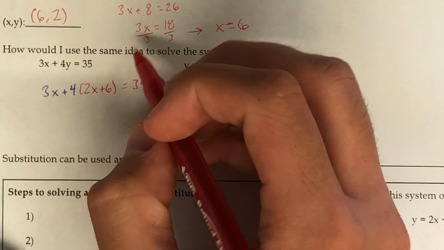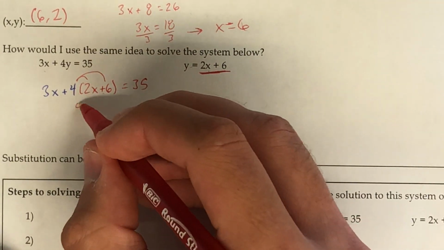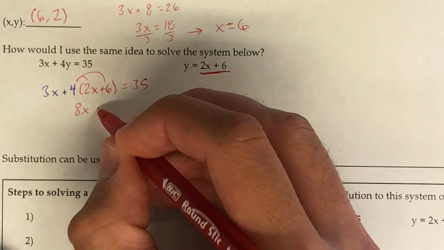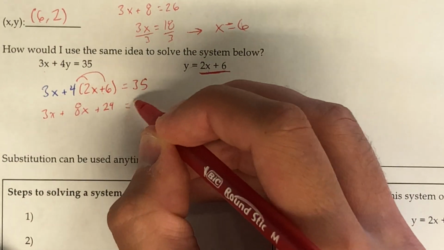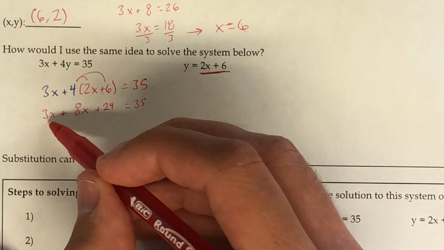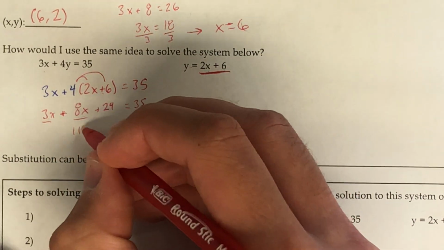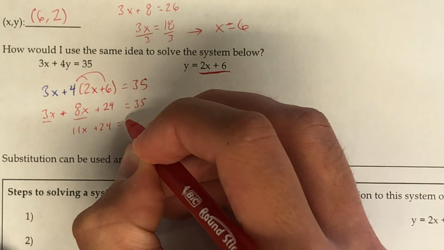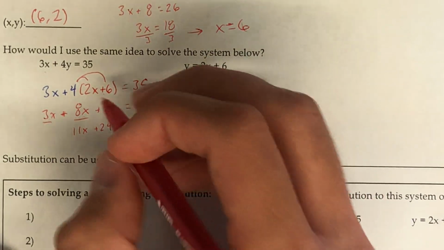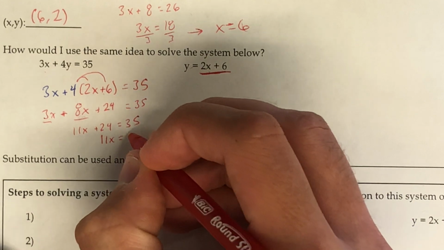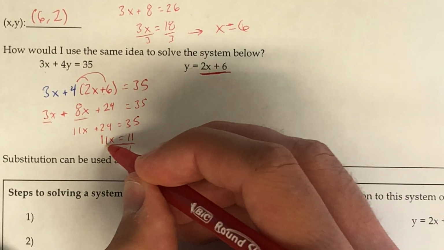To simplify here, using our order of operations, we always start with our grouping, our parentheses. So 4 times 2x gives us 8x, 4 times 6 gives us 24. On the left side, we have two like terms, same variable, same exponent, so we can combine those. 3x plus 8x gives me 11x. Now we need to get x by itself, so we subtract 24 from both sides and get 11x equals 11. Divide both sides by 11, and we get x equals 1.